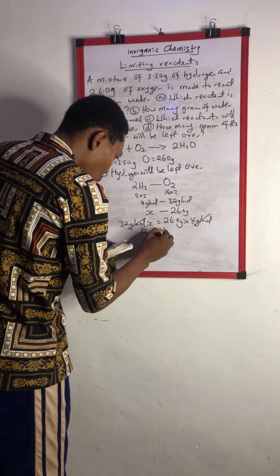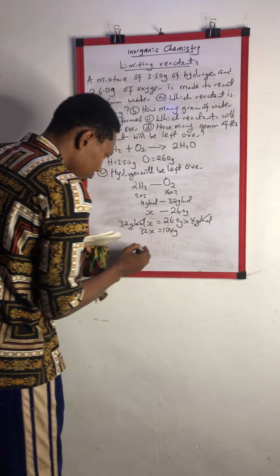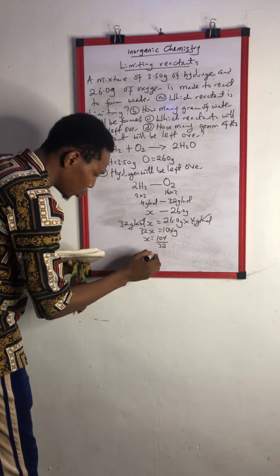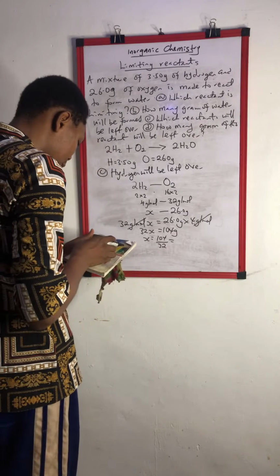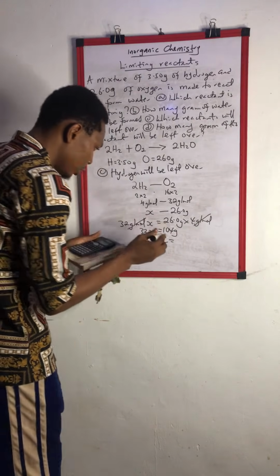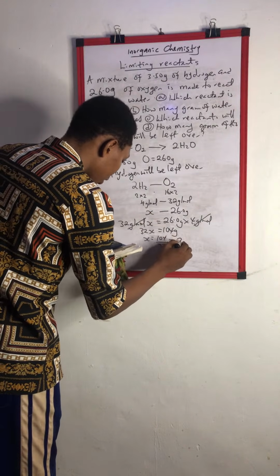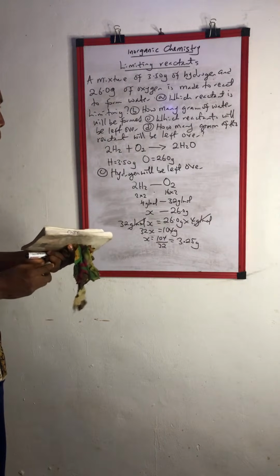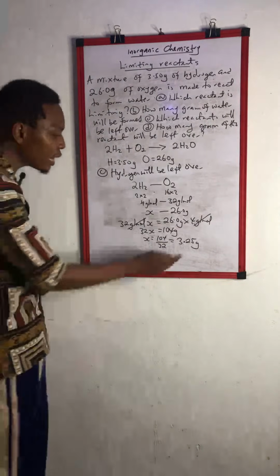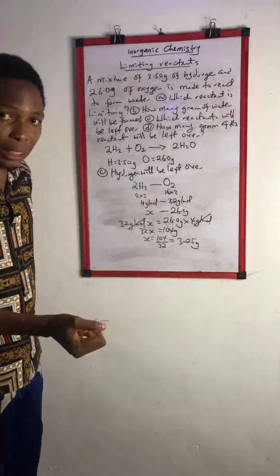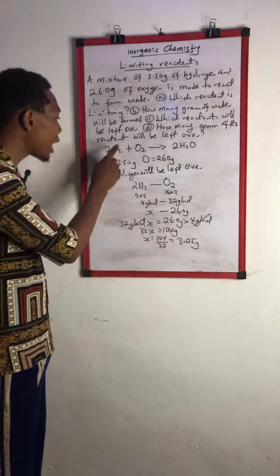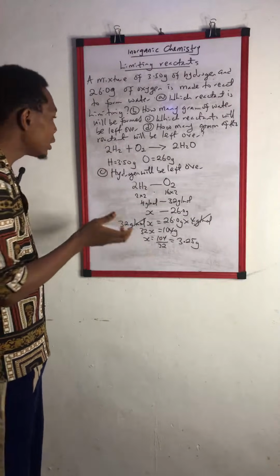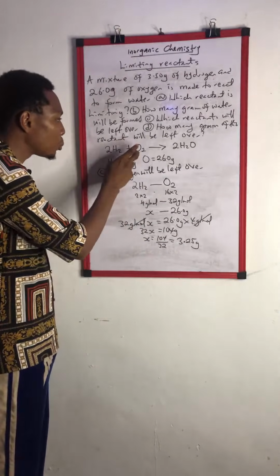We are given 104 grams, so our F will be equal to 104 divided by 32. So what do we have? We have 3.25 grams. It simply means that it was 3.25 grams that was made to react with what? With hydrogen.